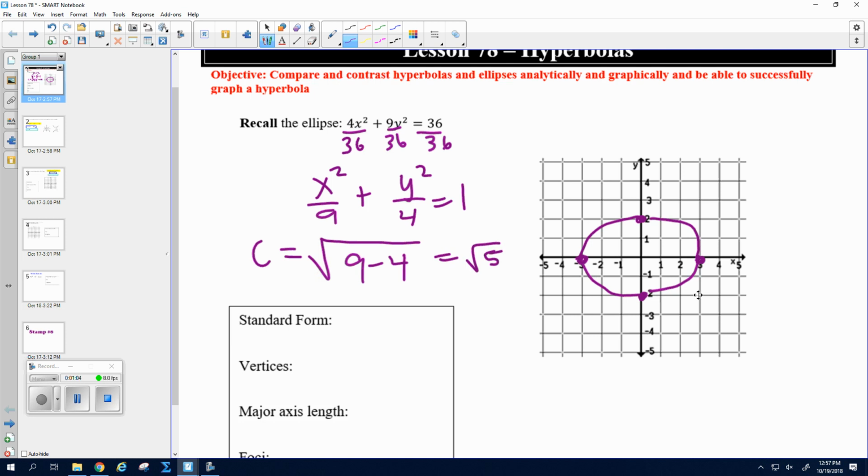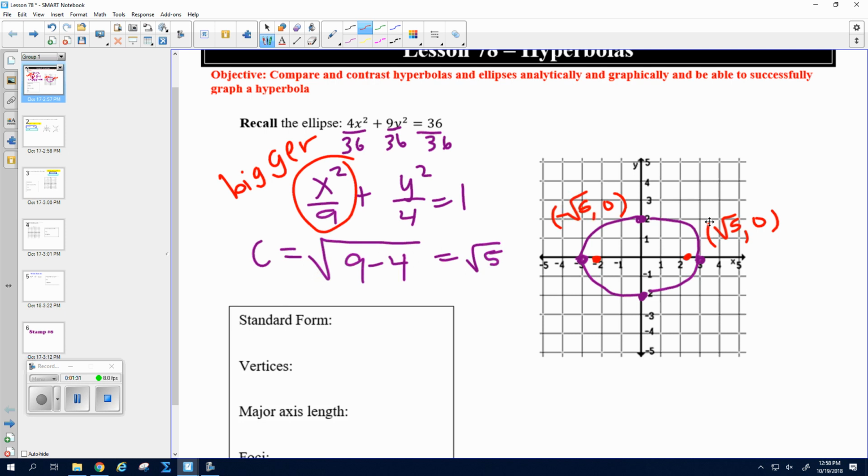And then how do we know if we put them on the x-axis or on the y-axis? Whichever one's longest. Yeah, the major axis, which happens to be the one that is bigger. When you're doing ellipses, it's the one that's bigger. So this is like 2 point something. And so this coordinate point is negative square root of 5, 0, and positive square root of 5, comma, 0.